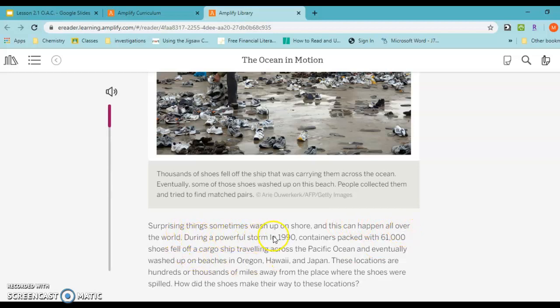During a powerful storm in 1990, containers packed with 61,000 shoes fell off a cargo ship traveling across the Pacific Ocean and eventually washed up on the beaches in Oregon, Hawaii, and Japan. So this has me thinking, how? But we know that how is not specific enough. So let me think about how to make this question more specific. How did those shoes wash up in these different locations? So I'm going to make my first note here.